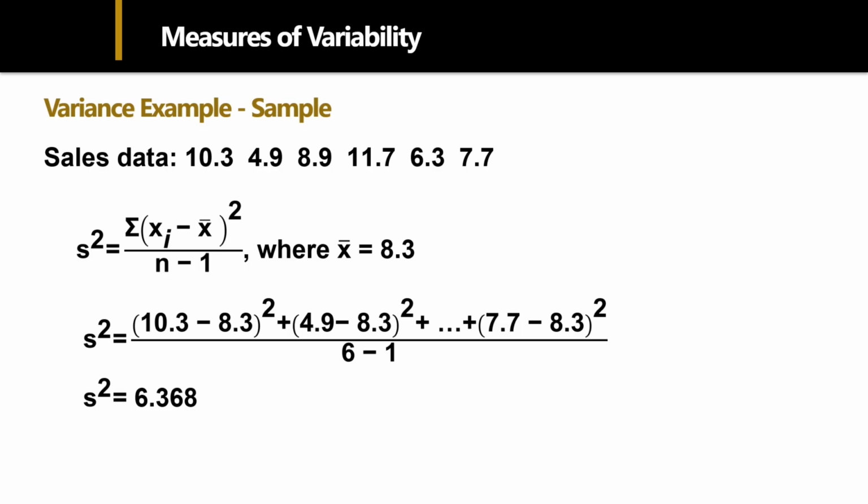I start with that first observed data point, 10.3. I subtract the sample mean, 8.3. I square that difference. I do the same thing for 4.9, subtract the sample mean, square that, and do that for all the observations, 8.9, 11.7, 6.3, and 7.7. Then I divide by 5. That's n, the sample size of 6, minus 1. And now I come to my sample variance, which is 6.368.